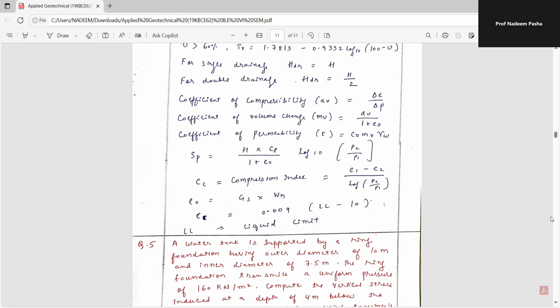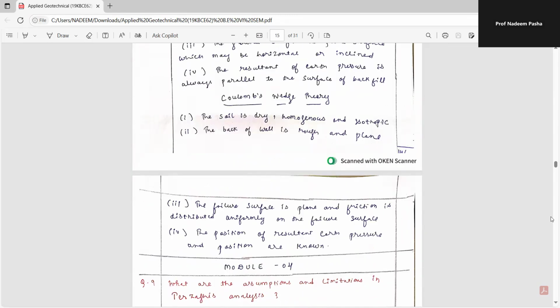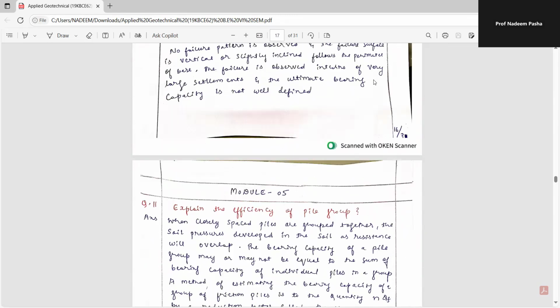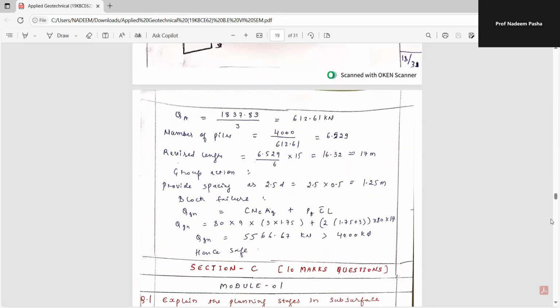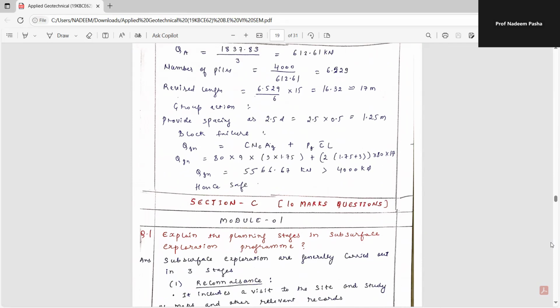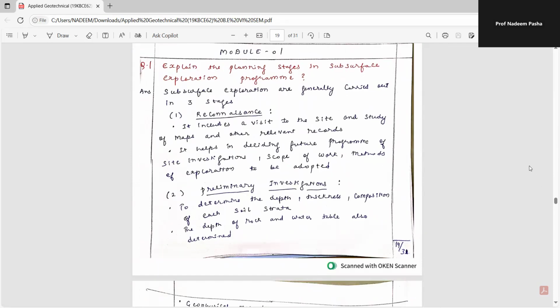So in the next class, we will see 10 marks questions. Explain the planning stages in subsurface exploration program. This we will see in the next class.